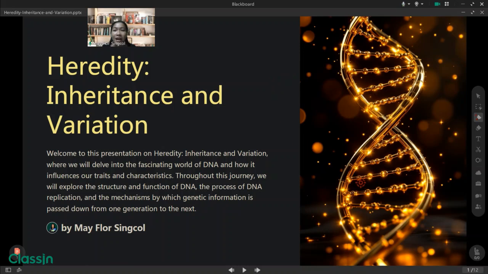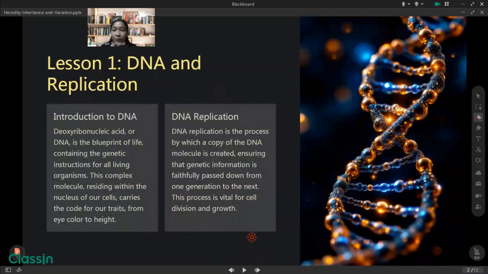So that is the process of transferring or replicating the DNA from one generation to another generation. This is the first lesson of chapter 7, which is DNA and replication. First is the introduction of DNA, and next is the DNA replication.